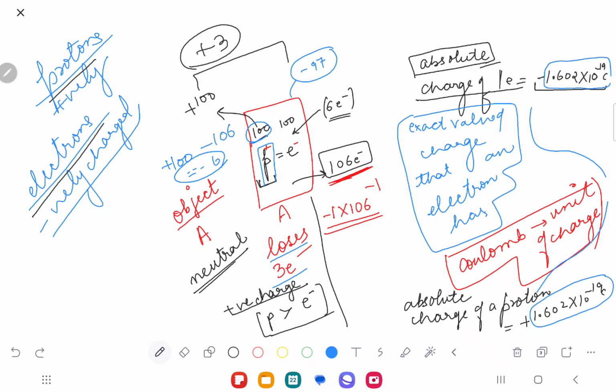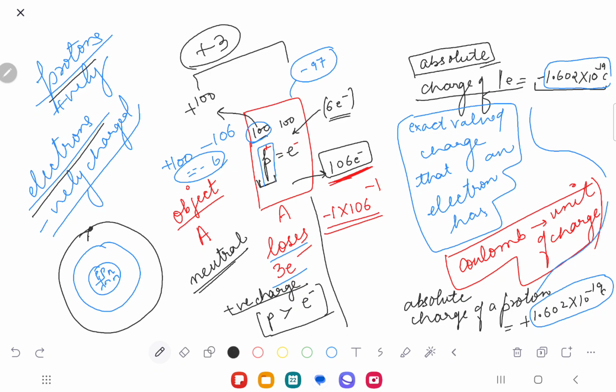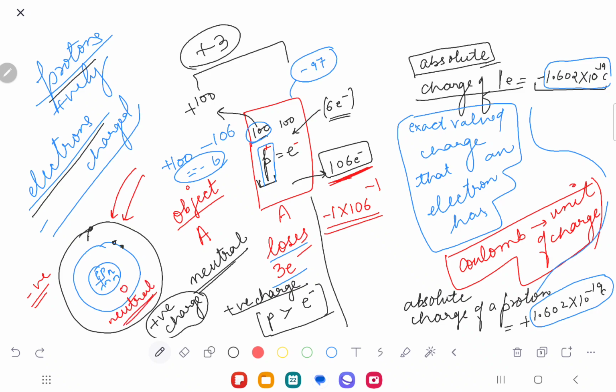Basically, a body acquiring a positive charge or a negative charge is all because of the electrons. Because if you look at the nucleus, no proton or neutron can come out of the nucleus. It is only the electrons which can come in and go out. So when electrons leave, the atom acquires a positive charge. And when it gains electrons, the atom acquires a negative charge. And when nothing happens, the atom is neutral and has zero charge. I hope you're understanding.